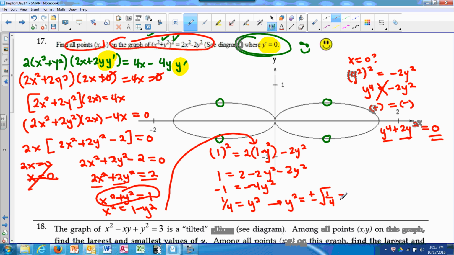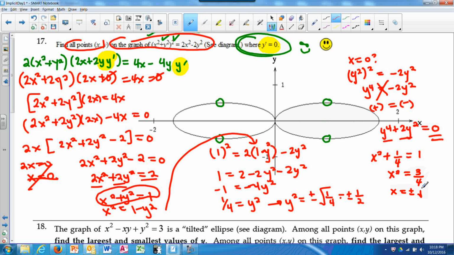That makes sense because we noticed our tick marks here are at 1. It would make sense that we're going to get a half approximately here. So now we have to go back and figure out what x would be. So since x squared plus y squared equals 1, we know that y squared equals 1/4. X squared plus 1/4 has to equal 1. So x squared equals 3/4. So x is going to equal plus and minus the square root of 3/4, which is plus and minus the square root of 3 over 2.